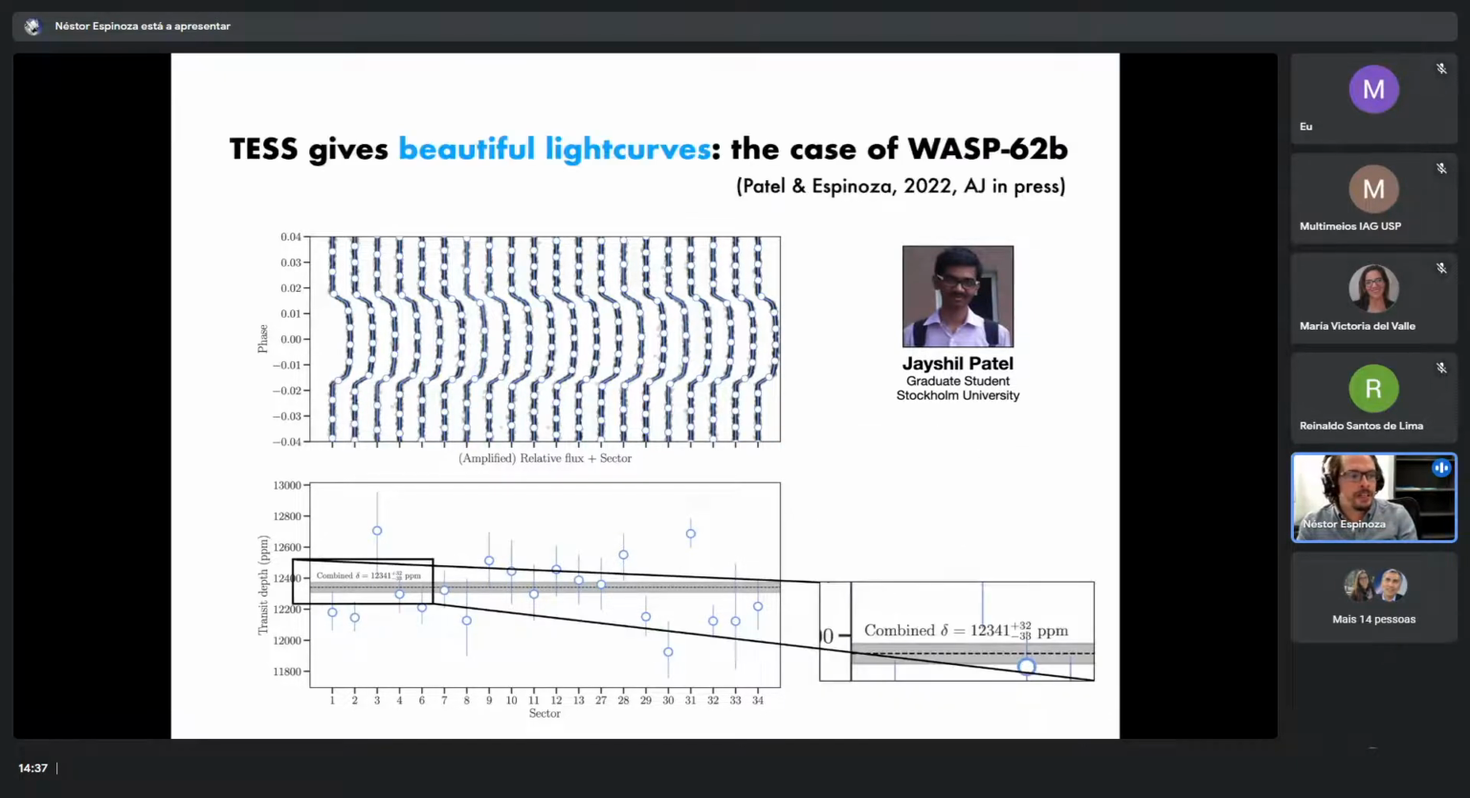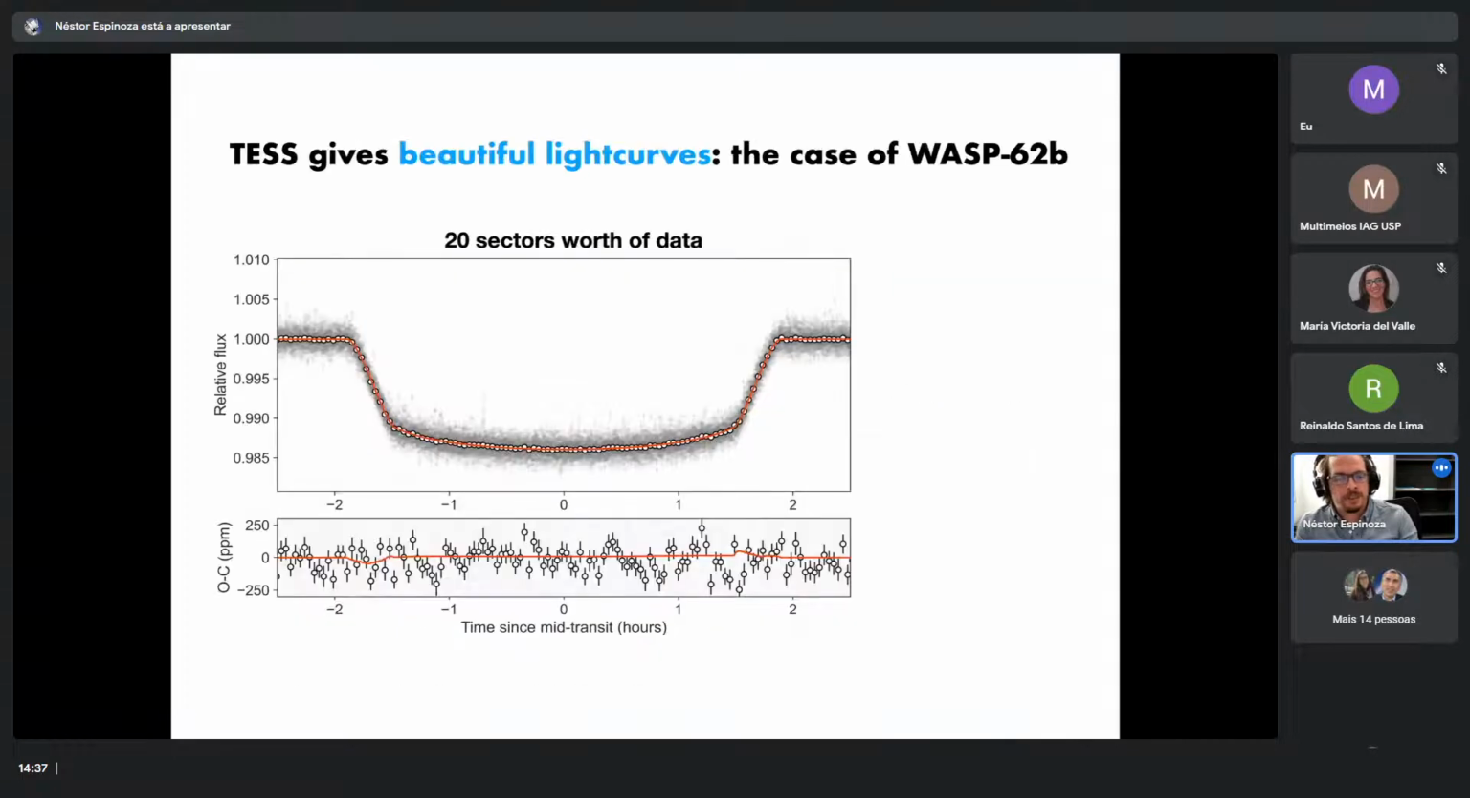If you want to check out more of that work from Jaishal, that paper was really nice. You can totally check it on the archive. It was published a couple of weeks ago. But here's one of these light curves in which we put all the data together and phased it around the transits. As you can see, the light curve is absolutely stunning. It's a textbook-level light curve, and the scatter on the data points is 70 parts per million.